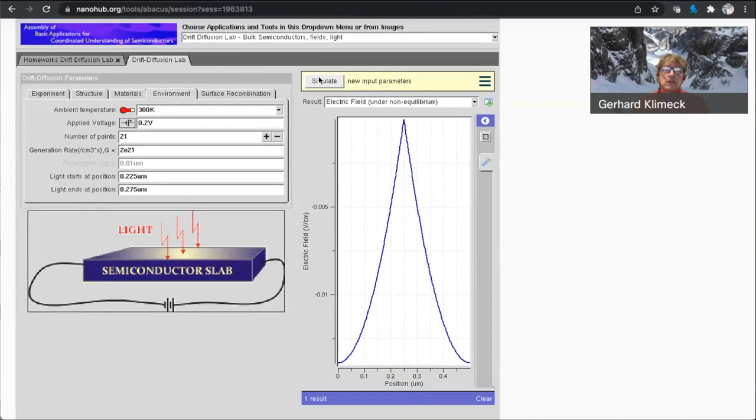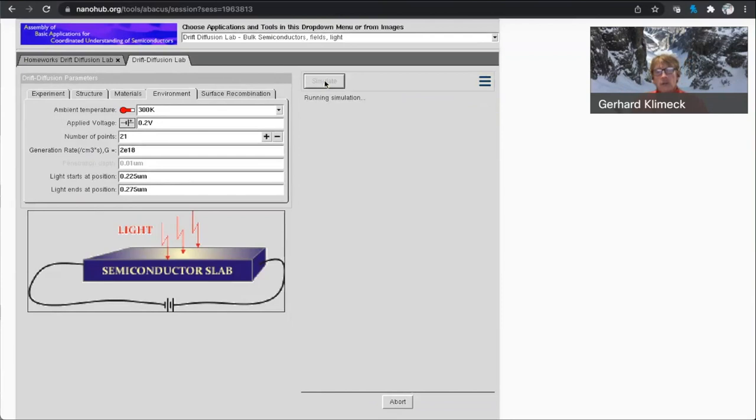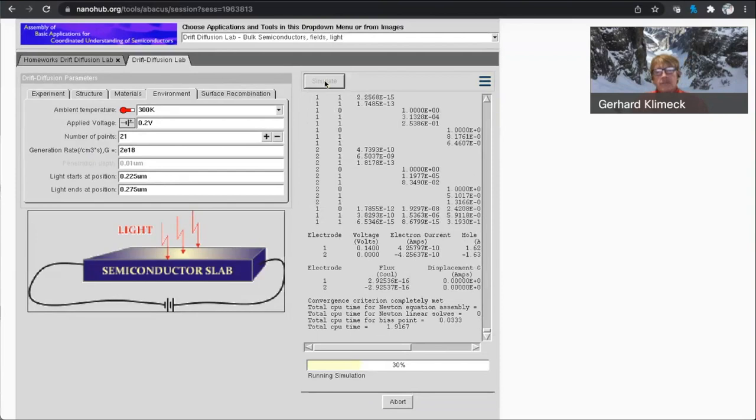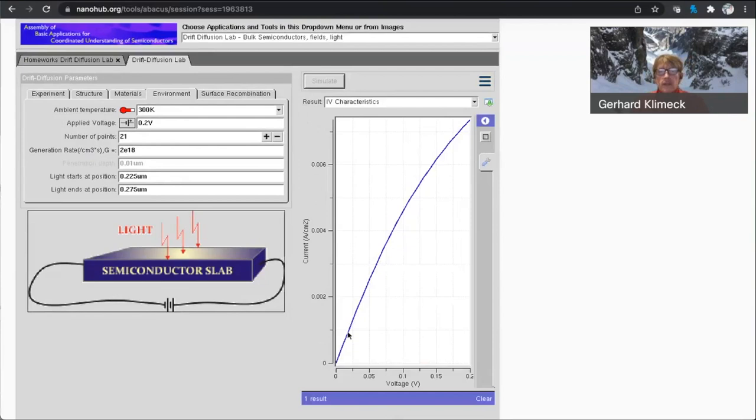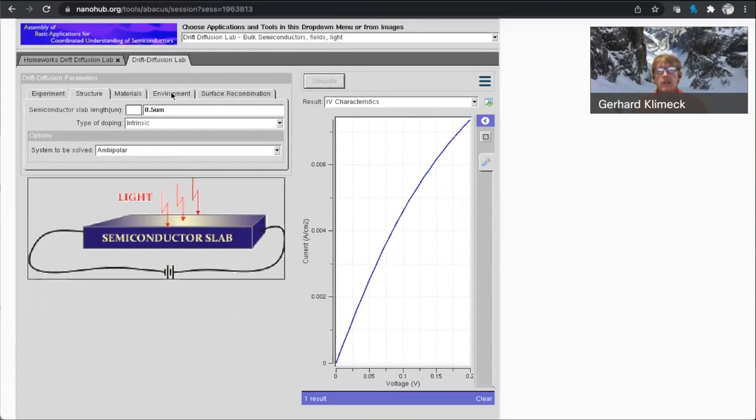And I'm going to hit the system really lightly. I'm going to hit it with just 10 to the 18, which is almost no light, so to speak. And I can calculate an IV curve of a slab of a semiconductor that's lightly illuminated. And you should see the response of roughly a resistor. This is intrinsic material. Remember, we chose the environment here to be intrinsic. So there's no doping in this device, and we apply a small voltage.